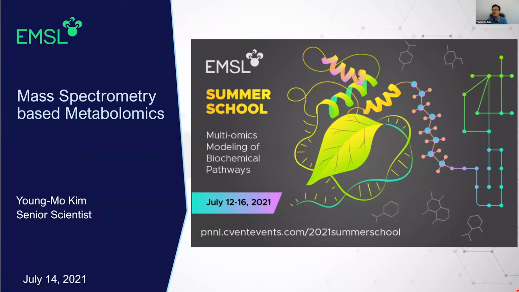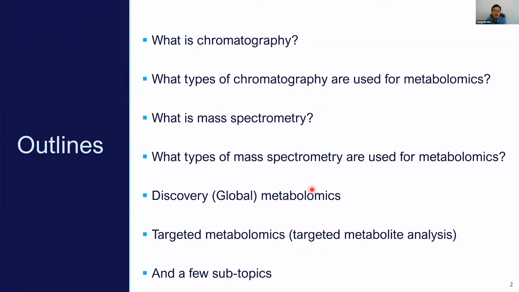So if you are not familiar with mass spectrometry or chromatography, I think you will become aware of how this works for metabolomics research. So today my talk is what is chromatography and what types of chromatography are used for metabolomics research, and then what is mass spectrometry, and also what types of mass spectrometry are used for metabolomics. And Natalie briefly mentioned the difference between targeted metabolomics and global metabolomics discovery. And then I will cover a few subtopics for mass spectrometry-based metabolomics research.